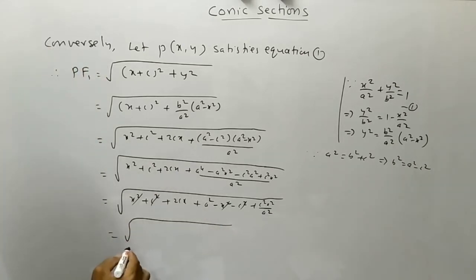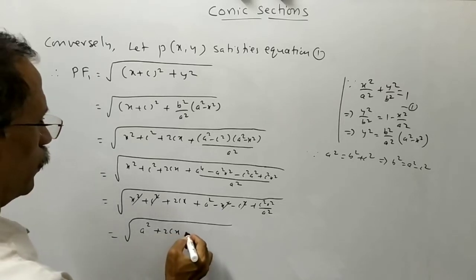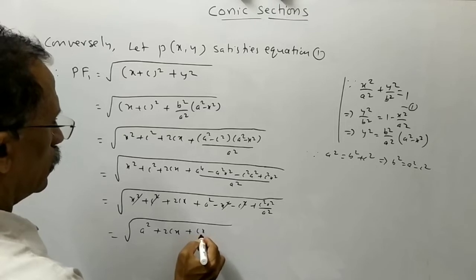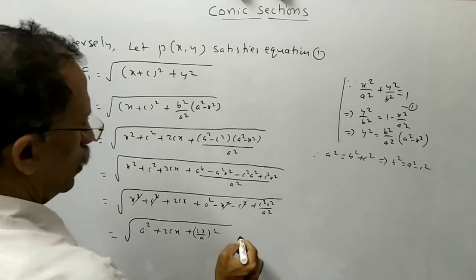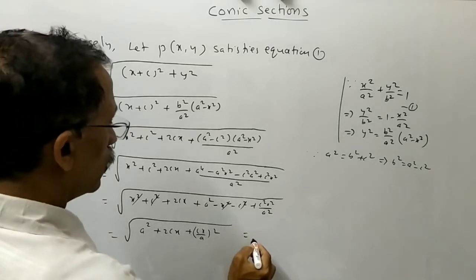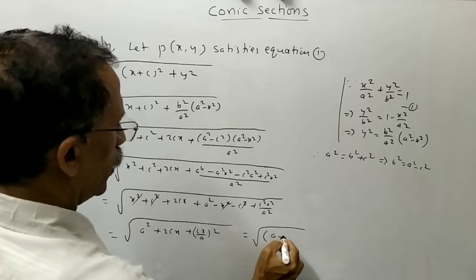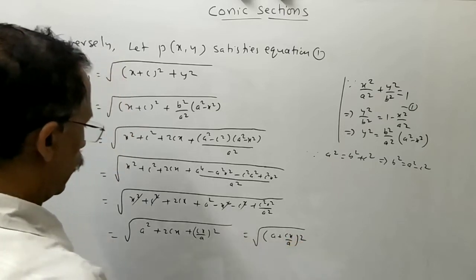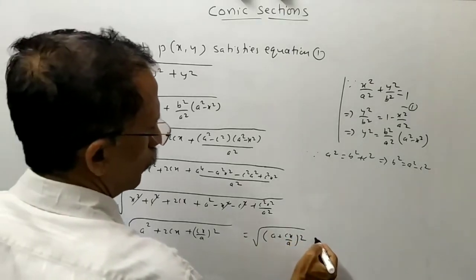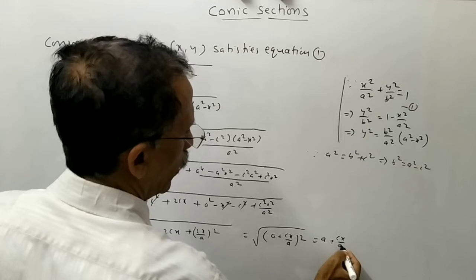is equal to square root of a square plus 2cx plus (cx divided by a) whole square, is equal to square root of (a plus cx divided by a) whole square, is equal to a plus cx divided by a.